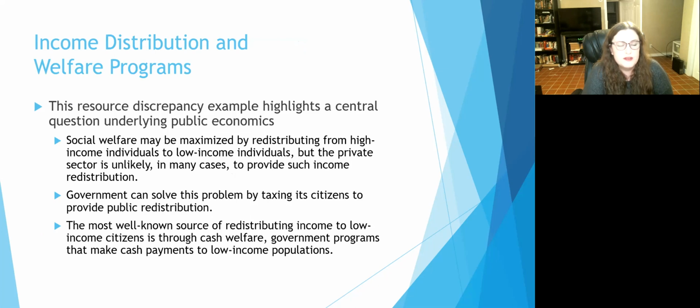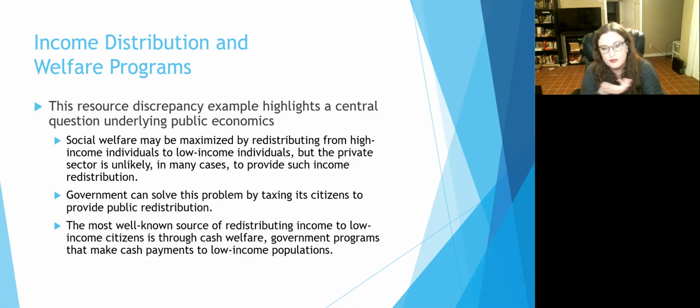So, the resource discrepancies that I'm talking about highlight a central question that kind of underlies public economics. And it's a difficult question, right? Because none of this is easy to figure out. Social welfare may be maximized by redistributing income from high-income individuals to low-income individuals, but the private sector left alone is very unlikely to do this, right? So it's not necessarily that everybody's going to say, oh, well, we see that the life expectancy is so much lower in the neighborhood next to us, so we're going to give a proportional amount of our income willy-nilly for fun to put a park there and to give resources there and to build a grocery store, because that's just unlikely to happen.